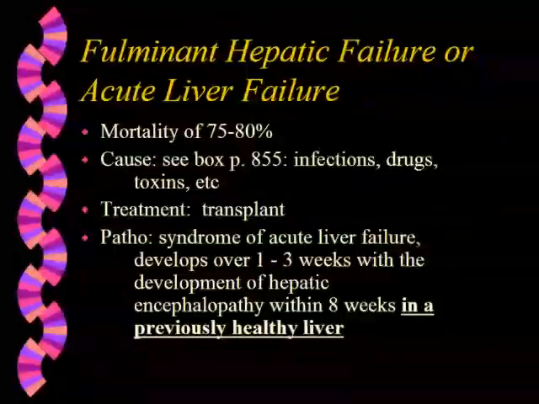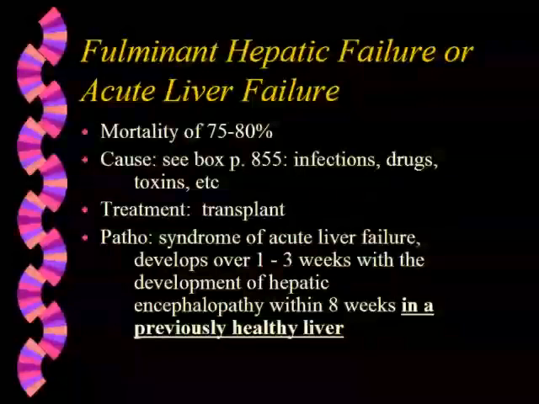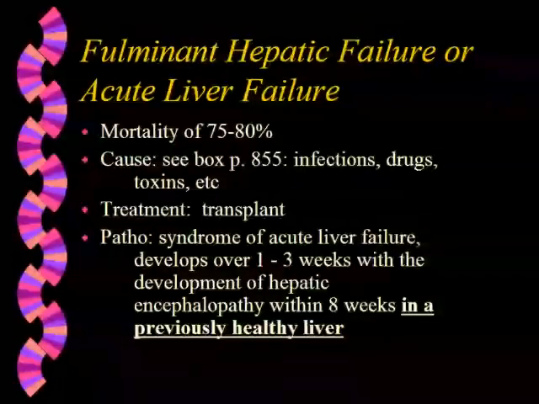In pathophysiology, it's a syndrome of acute liver failure that develops over 1 to 3 weeks, with the development of hepatic encephalopathy within 8 weeks in a previously healthy liver. Hepatocellular necrosis generally occurs in patients with pre-existing liver disease. This usually takes only 2 weeks to develop due to necrosis of the hepatocytes.